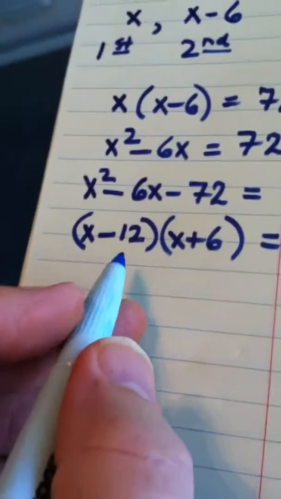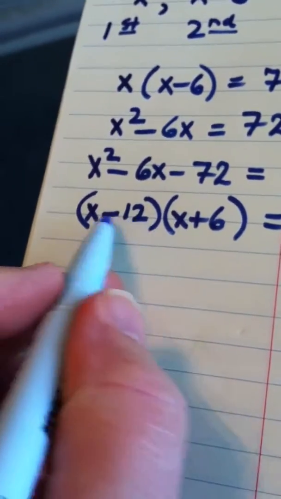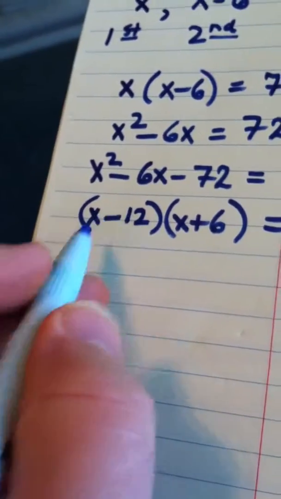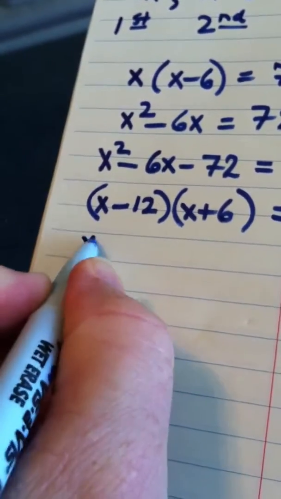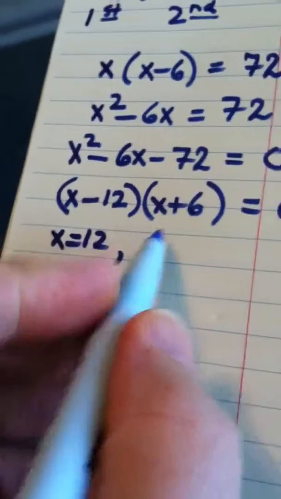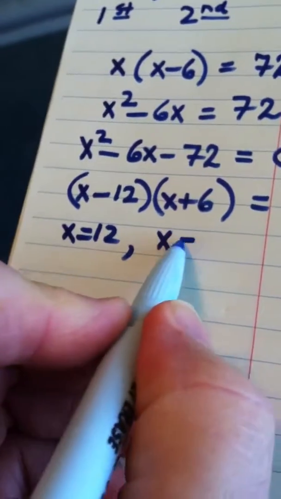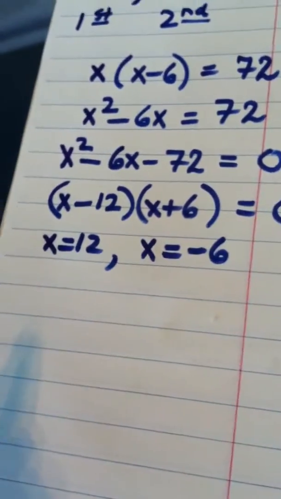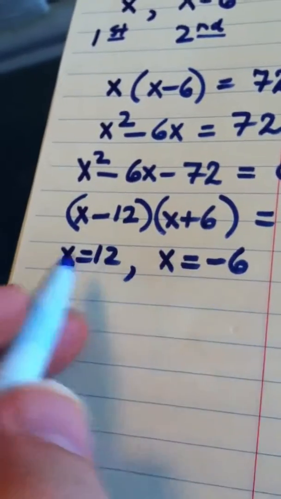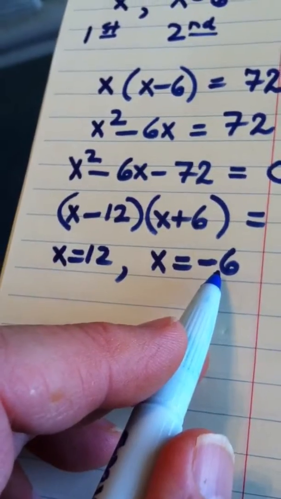So I come up with two answers for x. What would make this 0 would be 12. And what would make this 0 would be negative 6. So I have two possibilities for x, a 12 and a negative 6.